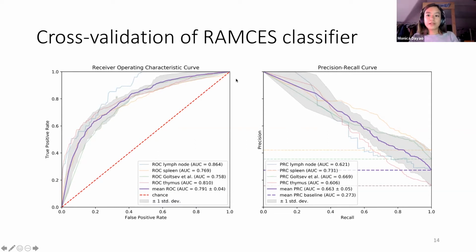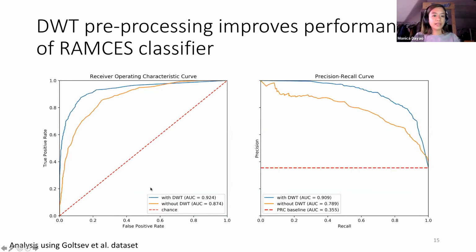We also wanted to look at whether the discrete wavelet transform actually improves the performance of the Ramsey's classifier. And we did this analysis only on the Goltsev et al. data set, which is why the numbers look a little bit different. But with the discrete wavelet transform, that model does perform significantly better than without the discrete wavelet transform. So the blue is with it and orange is without.